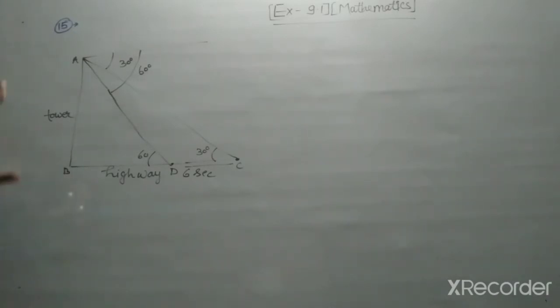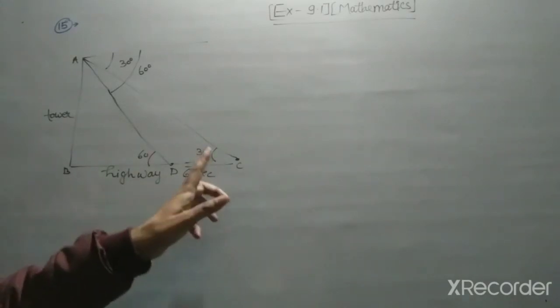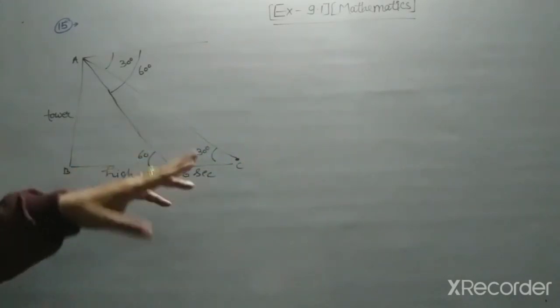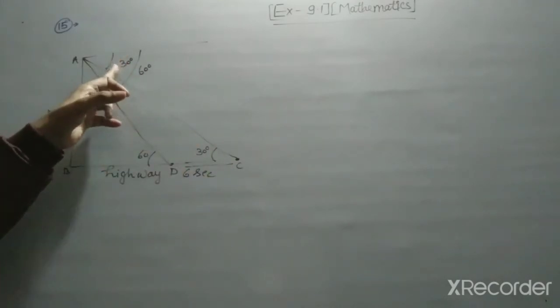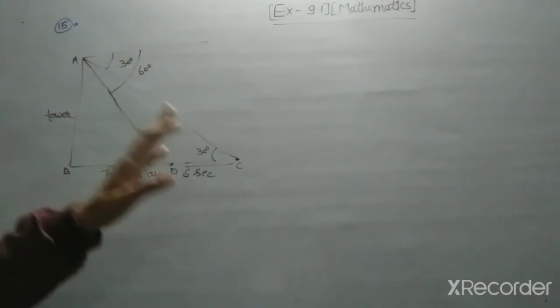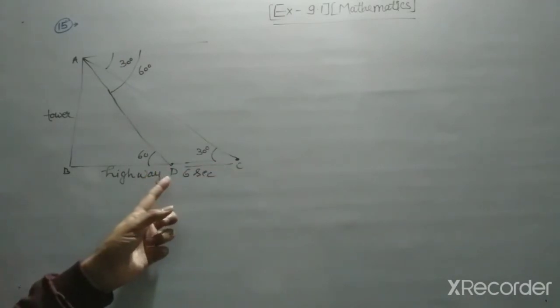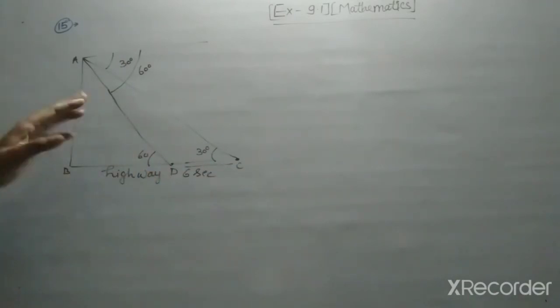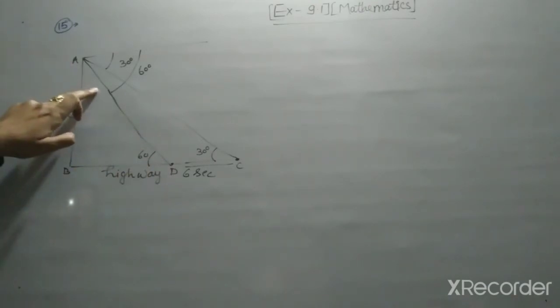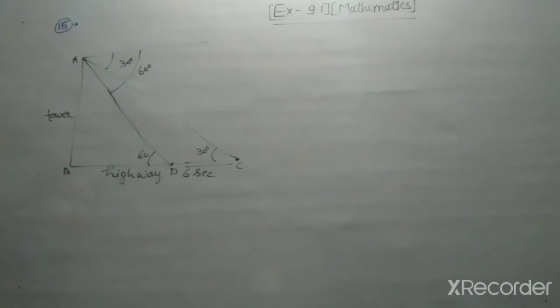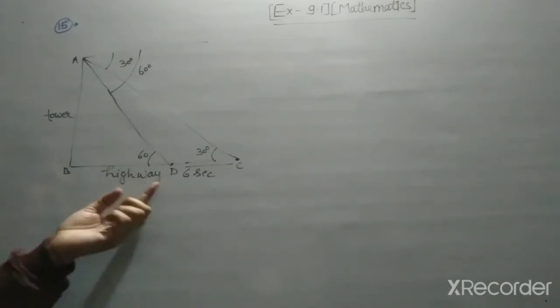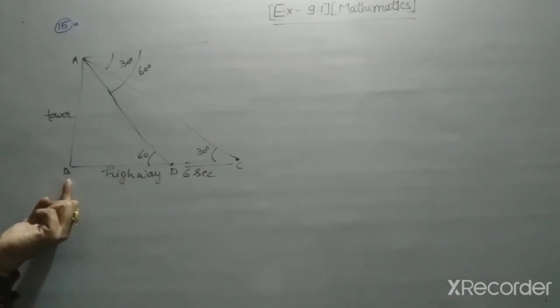Okay, so I repeat again: this is a tower and this is a highway. A car is standing there, and at that time a man standing at the top of the tower sees the car, and the angle of depression made by this man is 30. After 6 seconds the car moves to point D. That time the man sees the car, and the angle of depression is 60, and you have to calculate how much time the car will take to reach the foot of the tower.